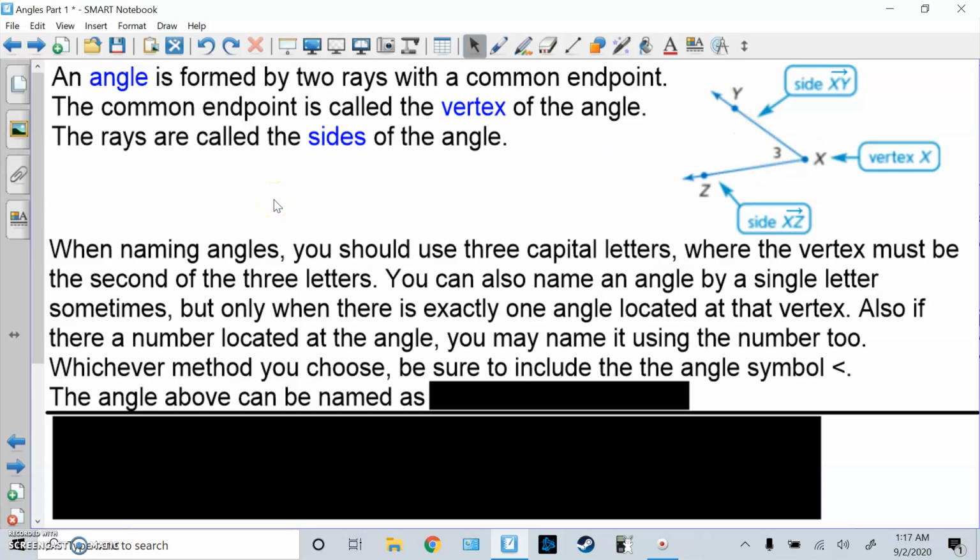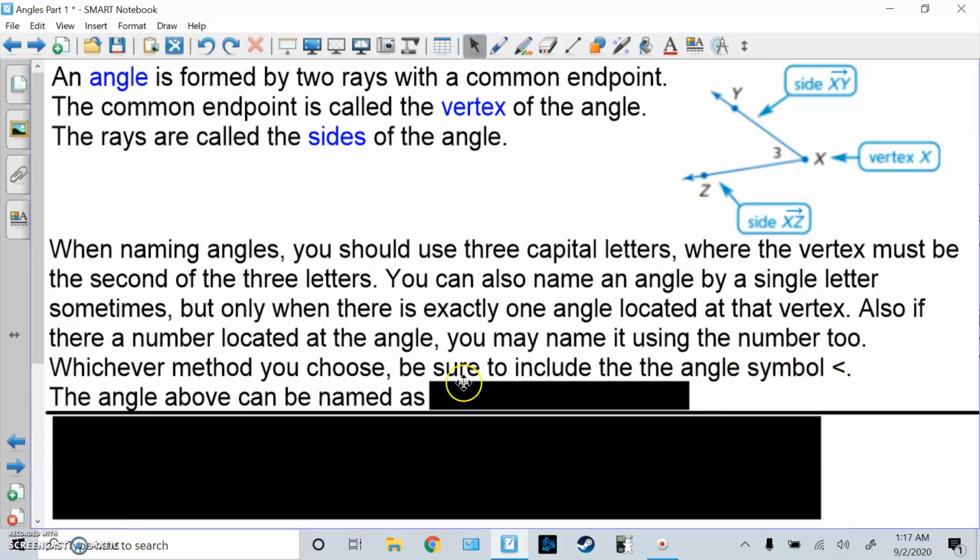When naming angles, you should use three capital letters, where the vertex must be the second of the three letters. You can also name an angle by a single letter sometimes, but only when there's exactly one angle located at the vertex. Also, if there's a number located at the angle, you can use that number to name it as well. And whatever method you choose, be sure to include the angle symbol in front.